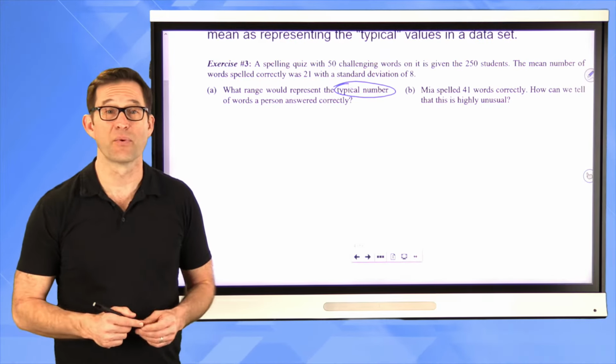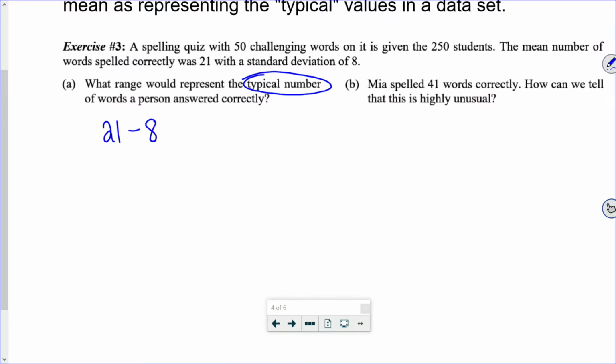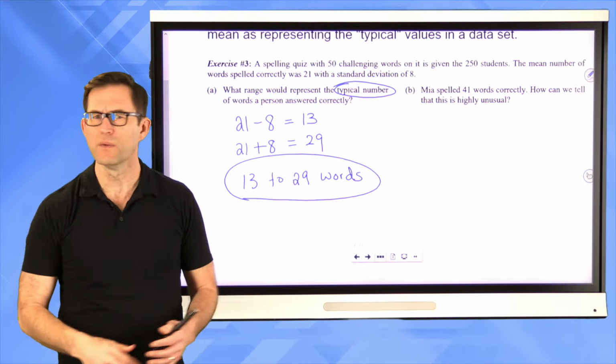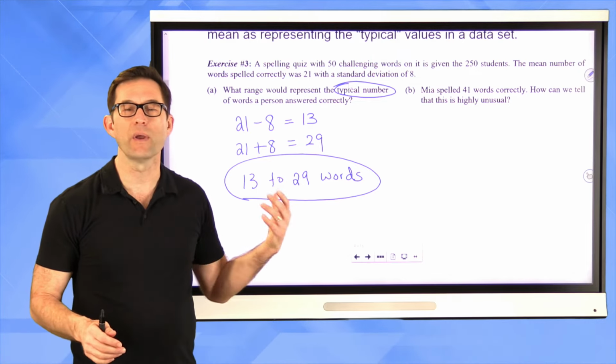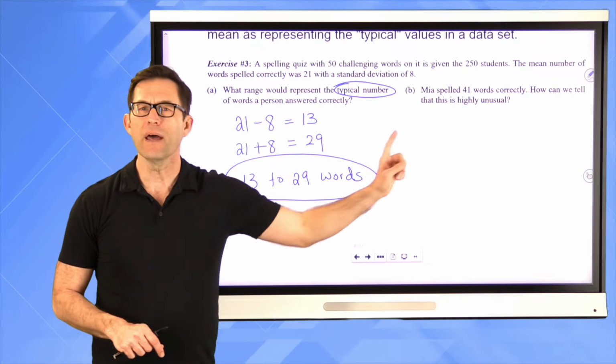All right, well, it's actually pretty simple. I don't even think we need the calculator on this, right? It's going to be 21 minus 8, which is 13, and 21 plus 8, which is 29, so 13 to 29 words. Right? So anybody that answered anywhere between 13 to 29 words, well, that's typical, right? That's not unusual at all that you might answer between these 2 values in terms of the number of words you spelled correctly. But now let's take a look at letter B.